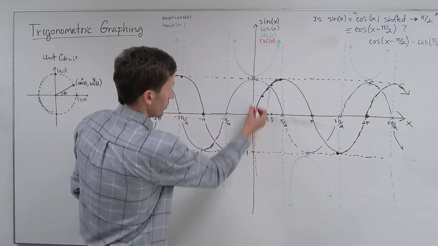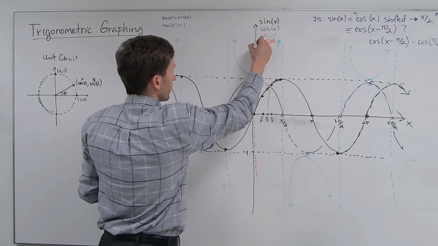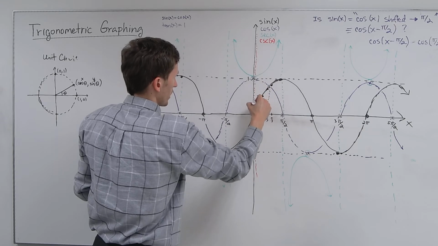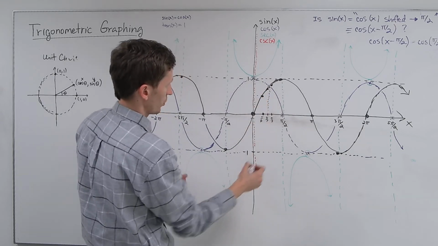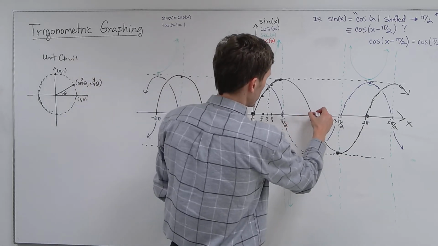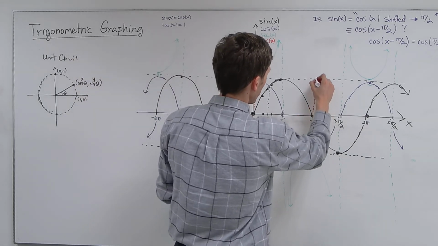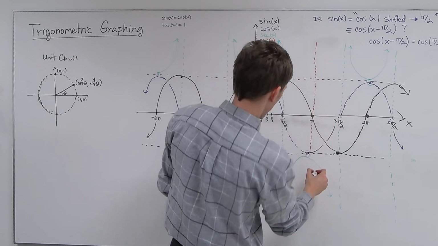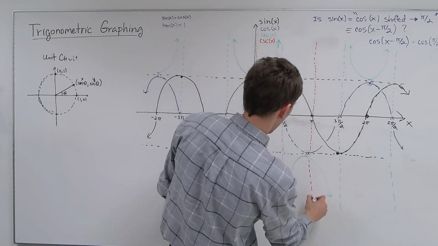Well, 1 over 0 is a problem. It's an infinity thing, right? I'm going to try to keep it a little to the right, but otherwise it's really the same as the y-axis, a vertical asymptote. At pi, what happens? Sine of pi is 0, so cosecant of pi is undefined. It's an infinity, plus or minus. In other words, we're dividing by 0.